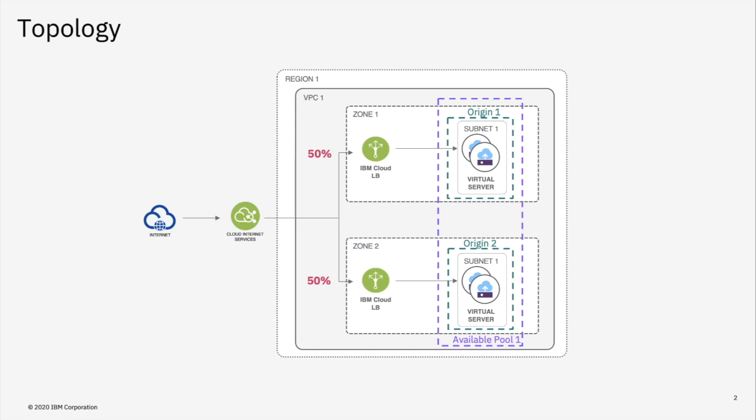What you can do is change the distribution from 50-50 to 100 to 0. Zone 1 would be 100%, so all traffic would be hitting zone 1, and zone 2 will not be taking any production traffic coming in. Zone 2 will give you the opportunity to do any patching that you need to do, and when you're ready and validated, you can switch the traffic over to zone 2.